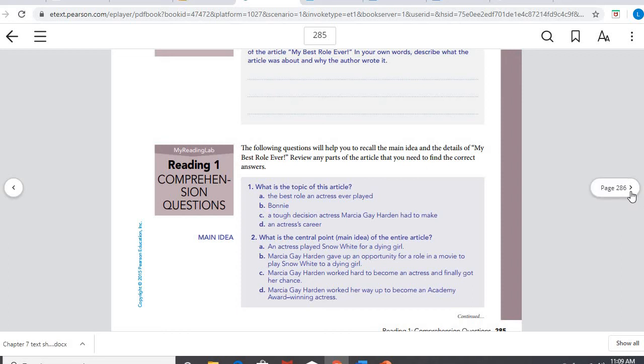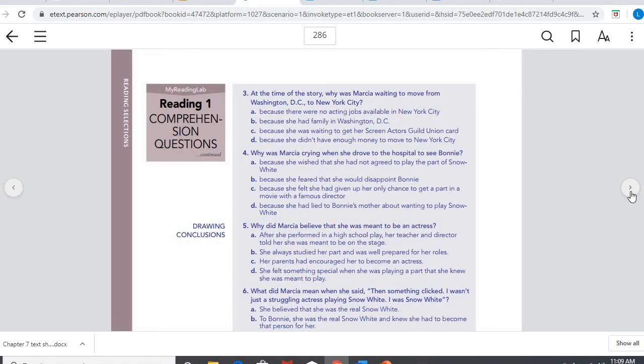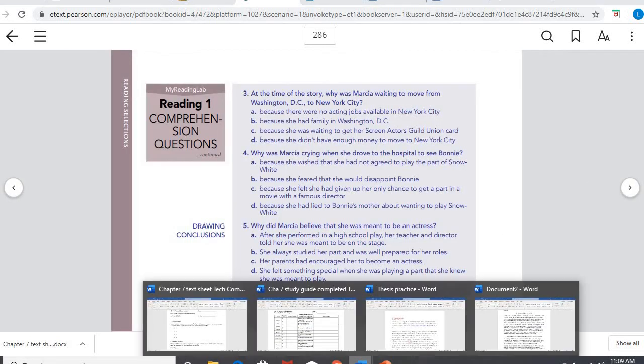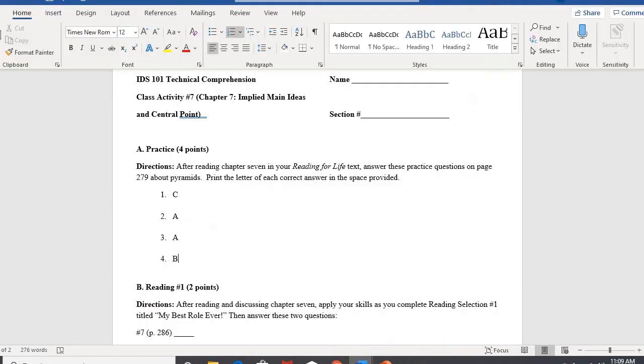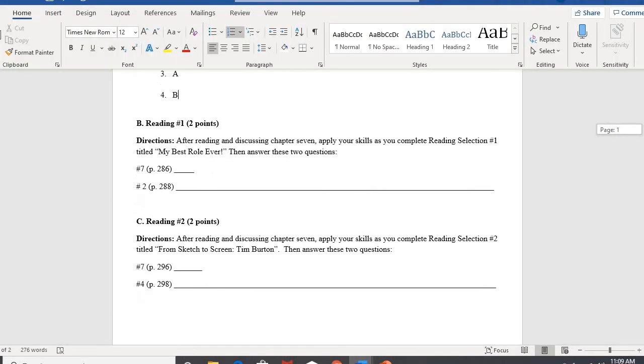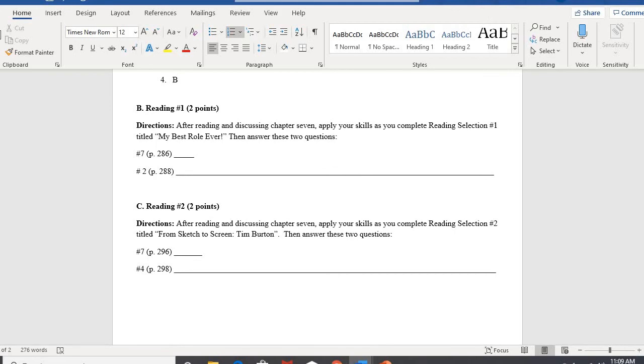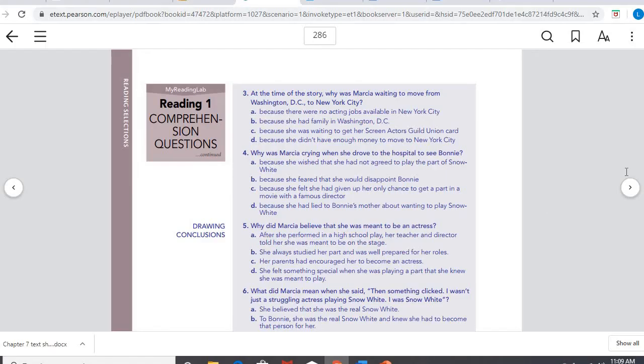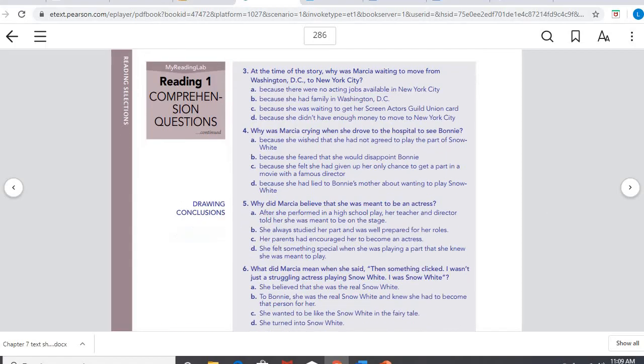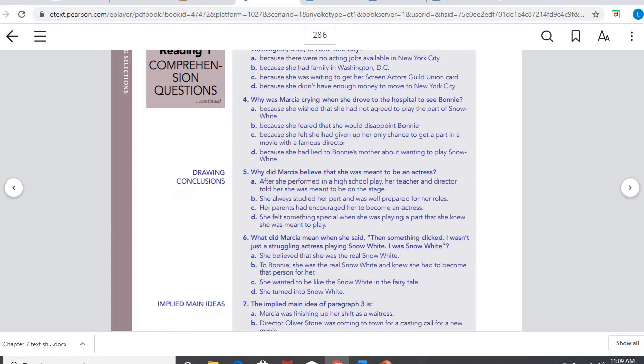All right. We're going to skip over to question number 5. And again, we will get here on our text sheet part B. I'll let you know when it's time. Question 5, why did Marcia believe she was meant to be an actress? So we're making some inferences here. Hopefully you answer D. She just felt something special. She knew, like she just kind of felt like she was where she needed to be.